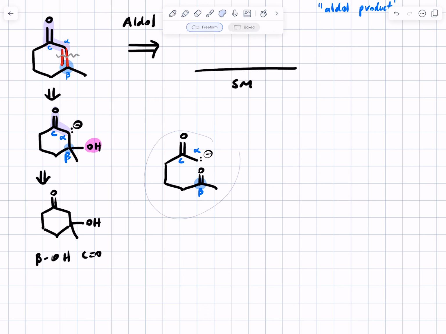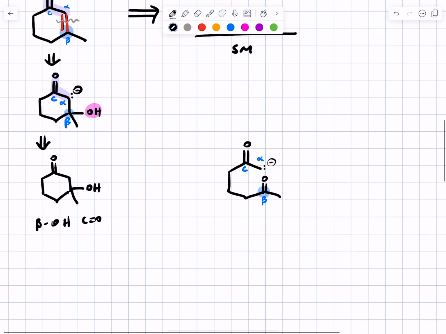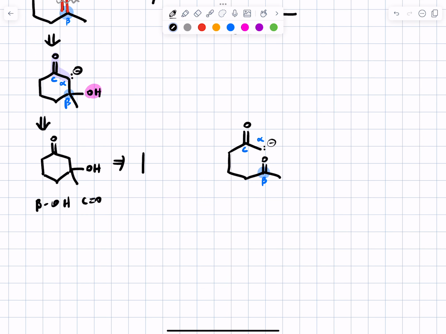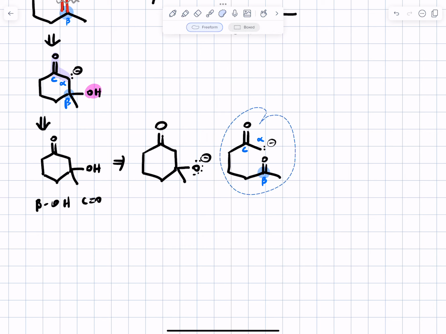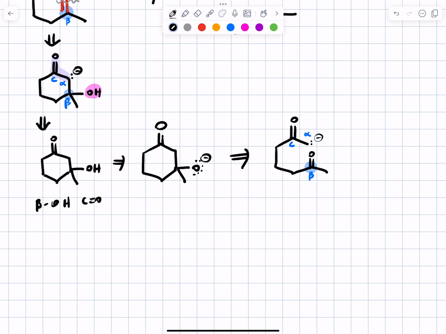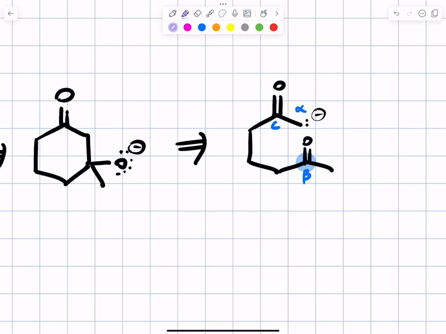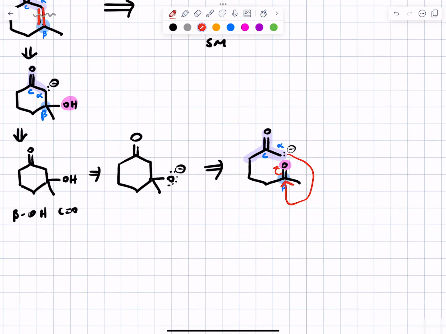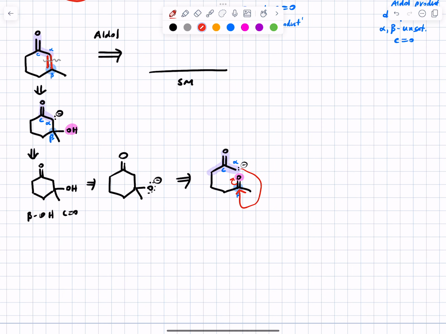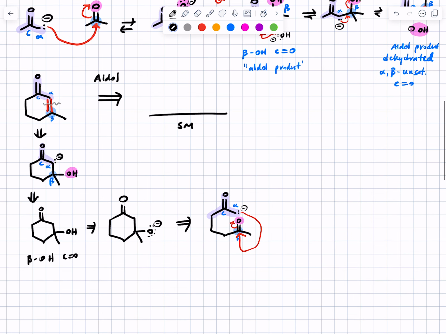And then if you want to think a step backwards from the beta hydroxycarbonyl compound, what you would have based on what was above was the negatively charged oxygen. And that's what you get from when this enolate attacks the carbonyl carbon like this. Does that make sense? So the starting material would just be the conjugate acid of this enolate, which we could draw here.